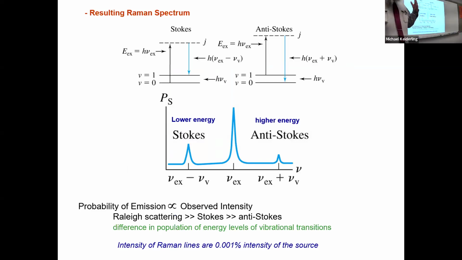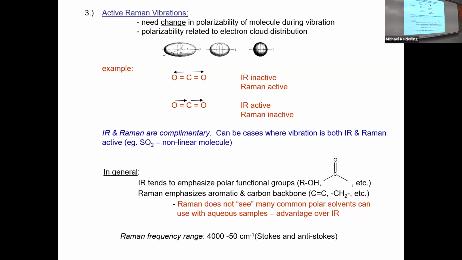And the intensity of the Raman lines is something like 0.001% of the intensity of the source. So you have to block out the source or ignore it. And for Raman-active vibrations, you need to change the polarizability of the molecule during vibration. So for example, in CO2, the symmetric stretch is IR inactive but Raman active, while the asymmetric stretch is IR active but Raman inactive.